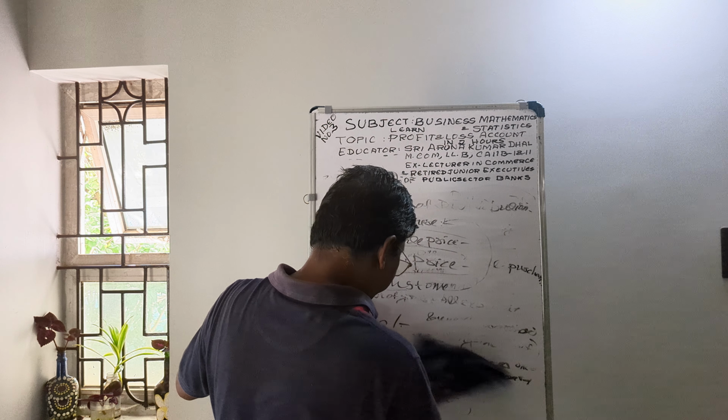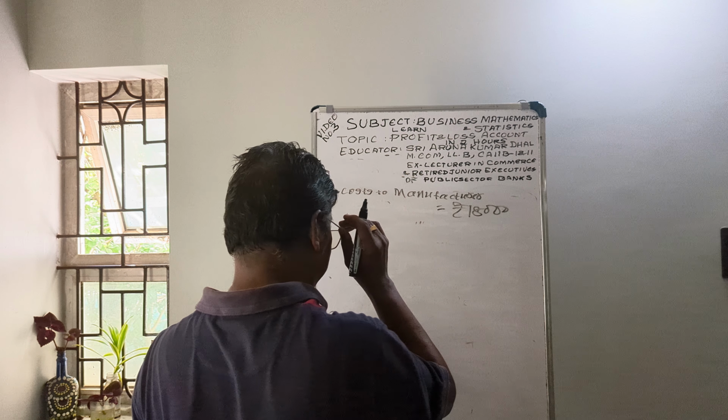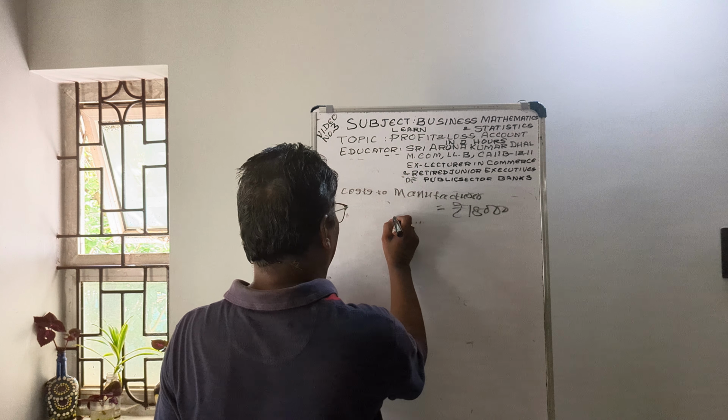Manufacturer price. It is given that an article costs 18,000 to the manufacturer. Suppose the cost to the manufacturer is 18,000. Then at each level of distribution, profit is made at 20% and discount is allowed at 10%. Profit 20%, discount 10%. So we can put the formula.